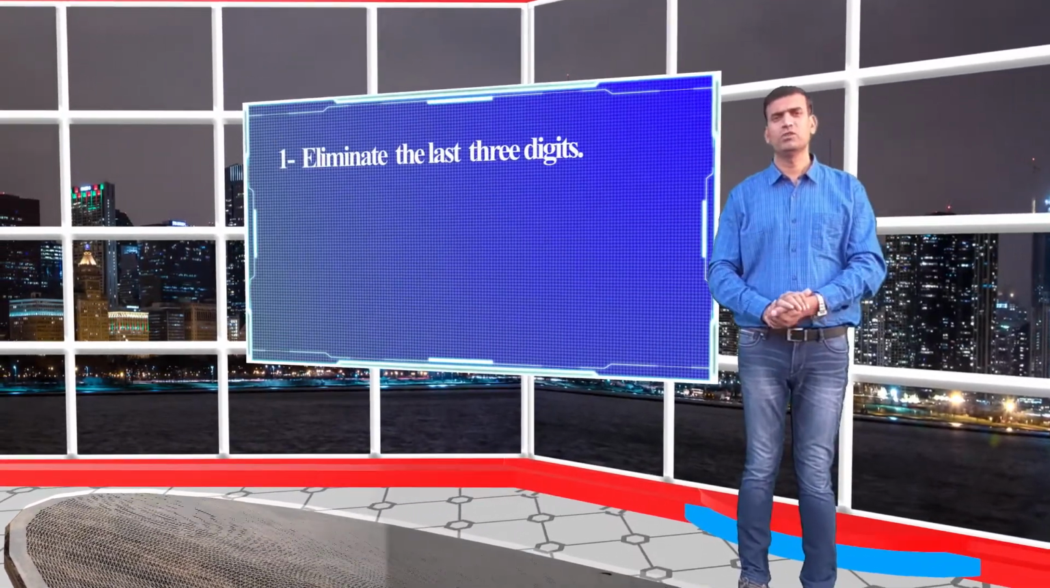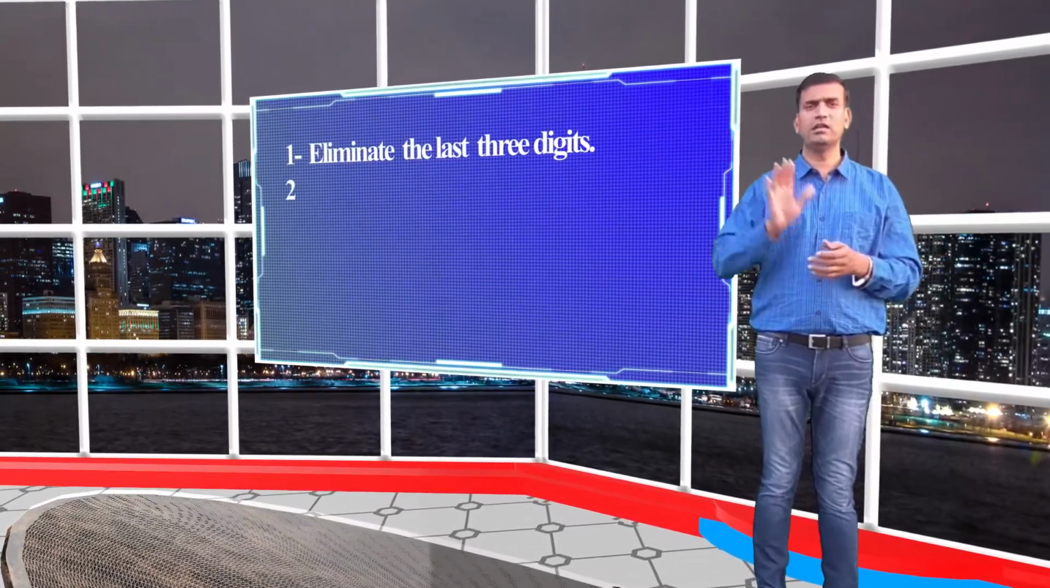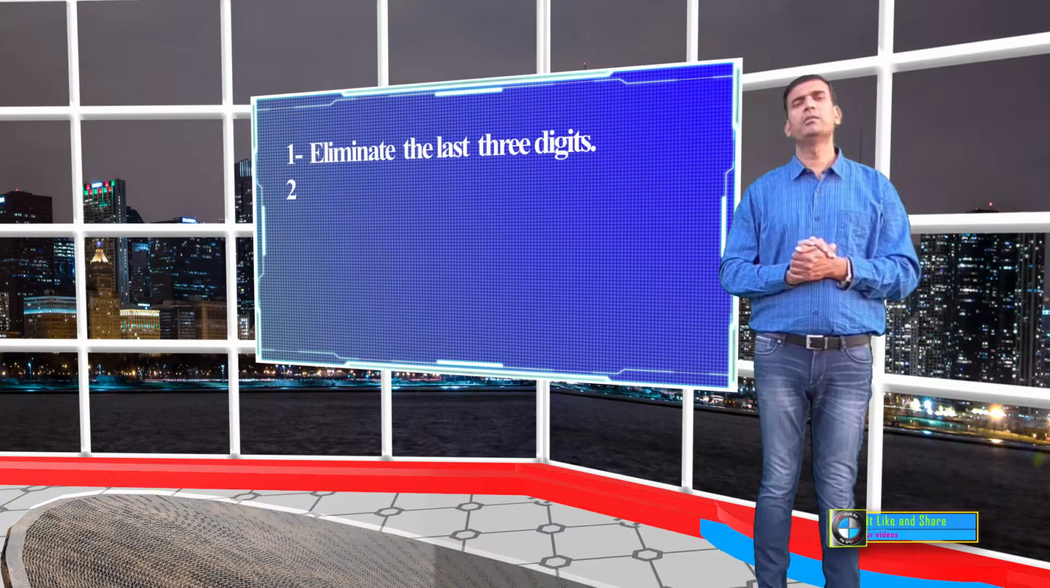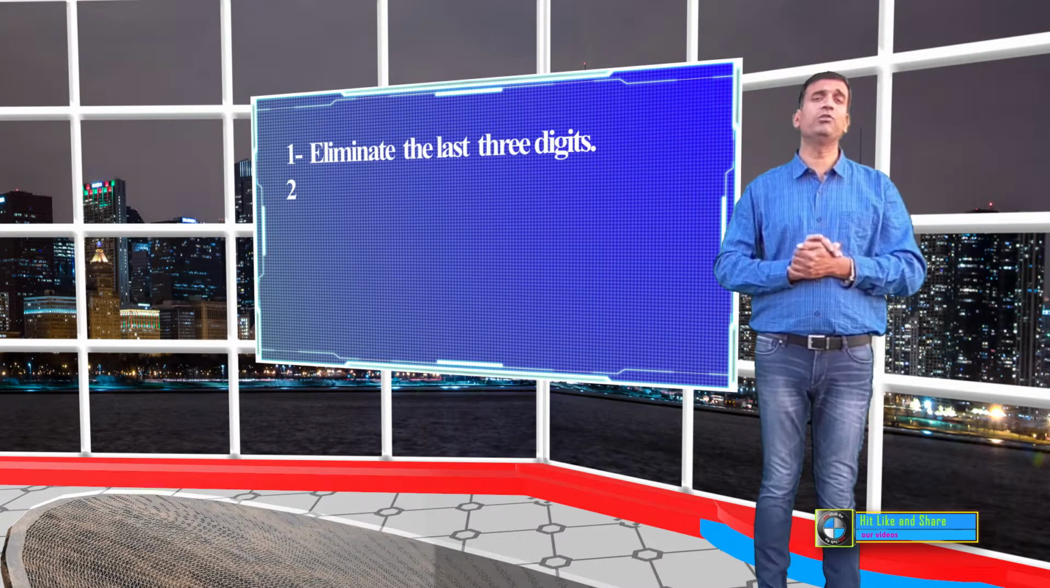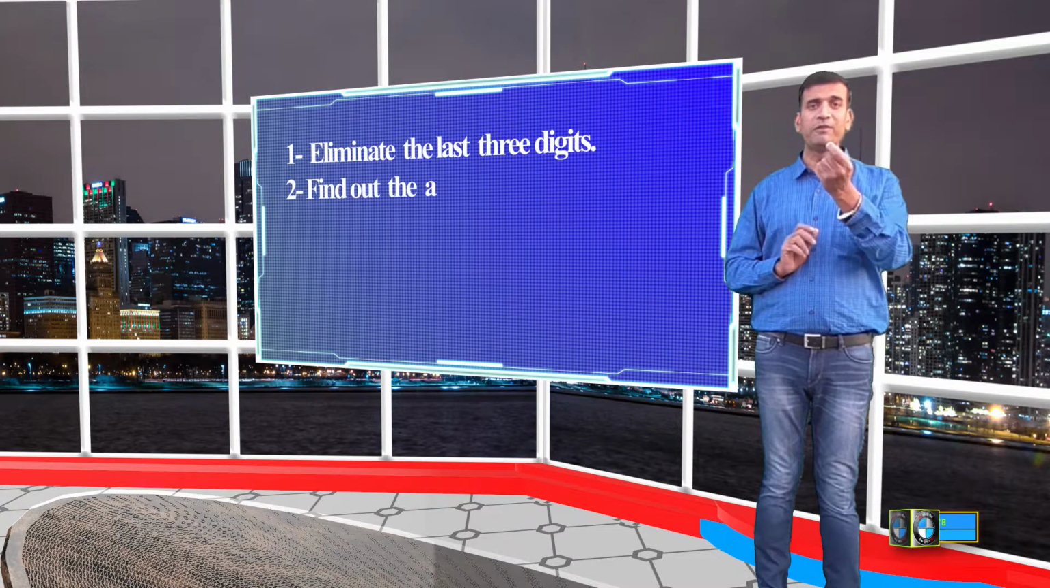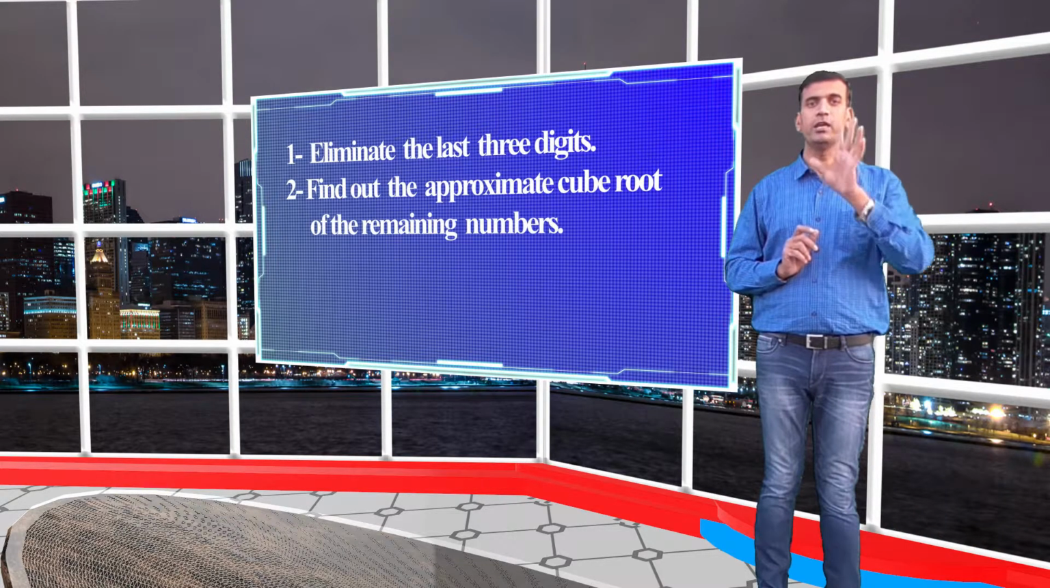So if you go through the cubes of all the digits, whatever the unit digit in the value, we put the unit digit according to that. Now, let us clear the concept. Step 1: choose the number. Eliminate the last 3 digits, whatever the number may be. Point 2: for the remaining part, find the approximate cube root of that remaining part as an integer.